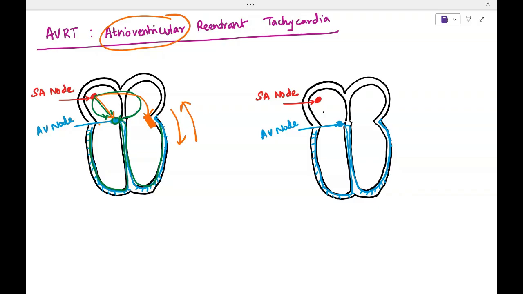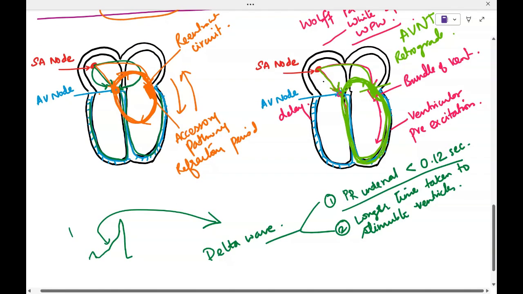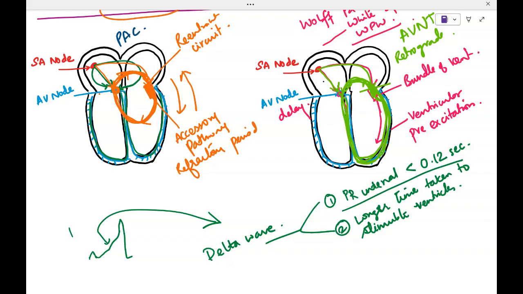So finally, what happens now? In which direction is it going to conduct the impulse? It depends on the refractory period of this accessory pathway, as well as the direction from which the impulse is coming. So it can go in any direction depending on whether it's a premature atrial contraction. If it's a premature atrial contraction, it can go in this direction. Or if it is a premature ventricular contraction, it can go in the opposite direction. Also, it depends on whether the accessory pathway is in the refractory period or not, and whether the AV node is in the refractory period or not. So it can conduct in both directions, anterograde as well as retrograde.